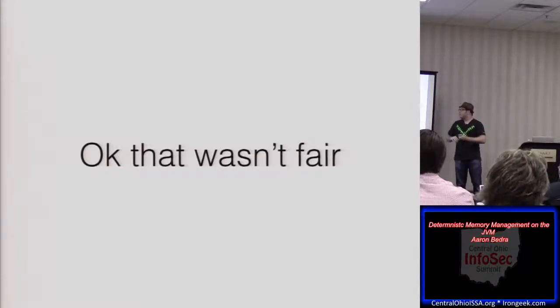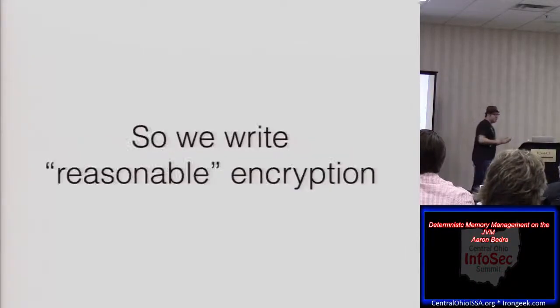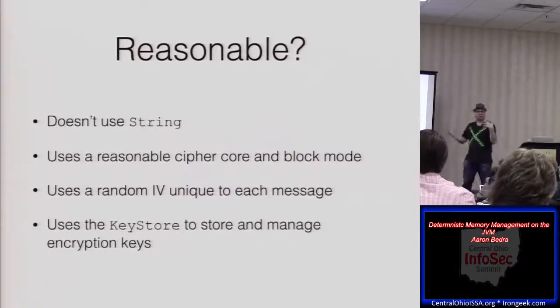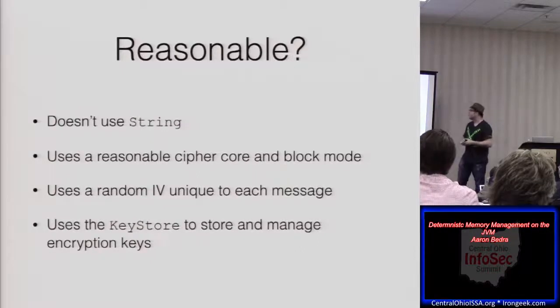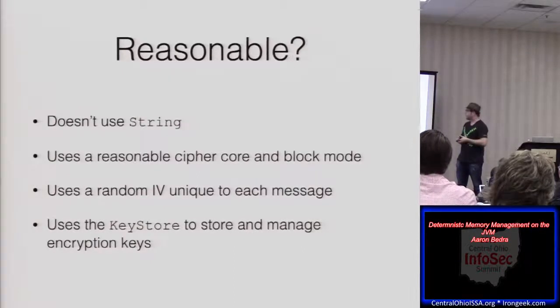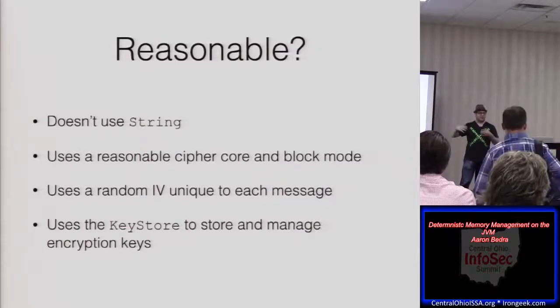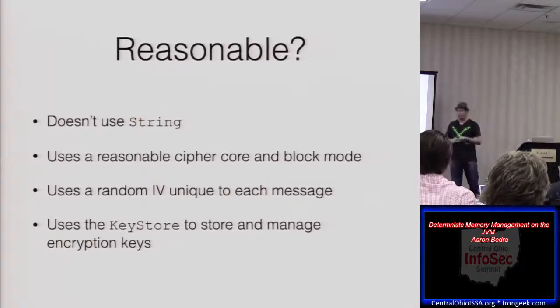Now, we could pretend that we do all this right. We could write reasonable encryption. I'll define reasonable for a second, because a lot of people have different opinions. Reasonable in Java is: it doesn't use String. Strings are immutable in Java. You can't change them, you can't erase them, they lie around forever. You never want to use strings. We'll use a reasonable cipher core and block mode.